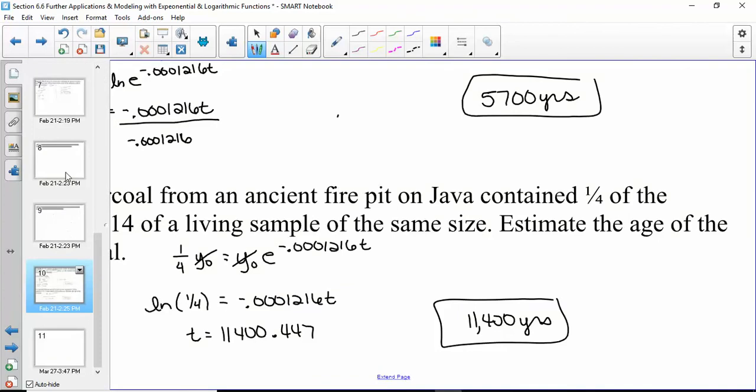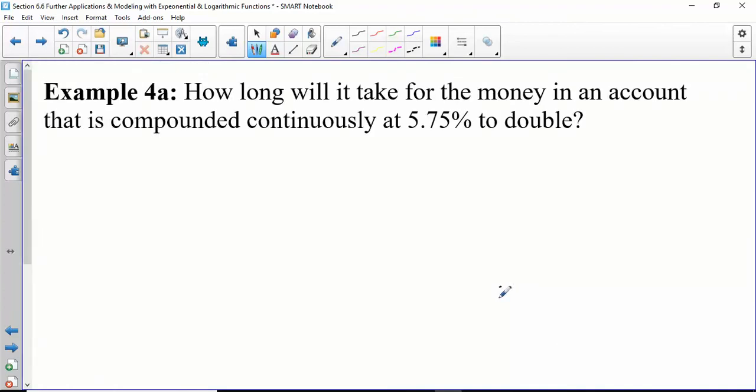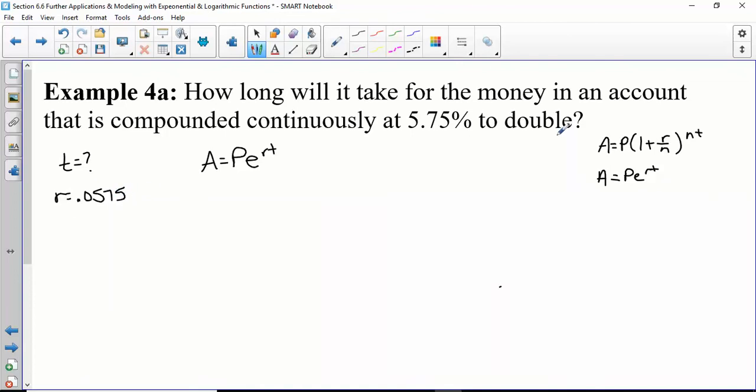The last examples I have are some interest problems. We've done interest before. I'm just asking you to solve for different things. Remember our two options for calculating interest. We had our regular compound interest and our continuous compound interest. So if I want how long will it take, so I am looking for t. For the money in an account that is compounded continuously, so that tells me I'm using this one, at 5.75%, so my rate is 0.0575, to double.